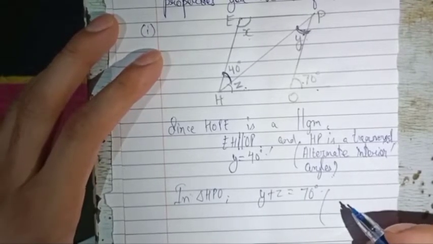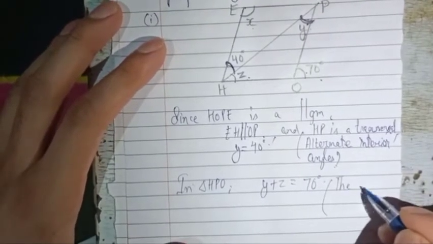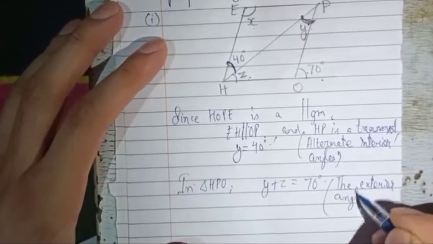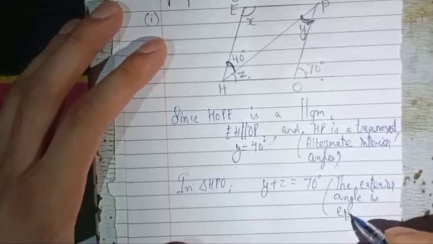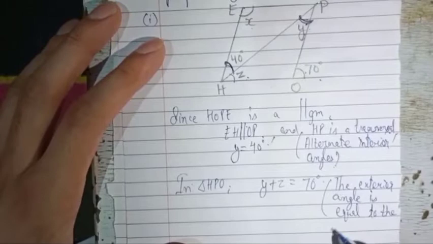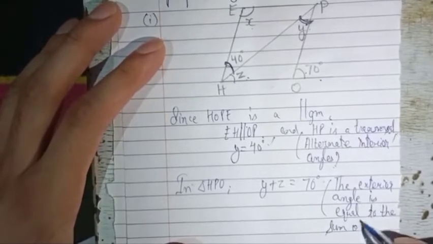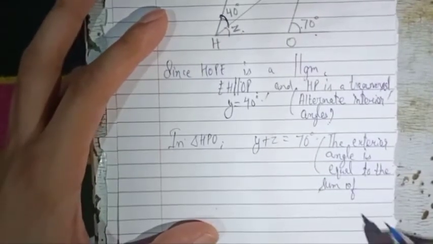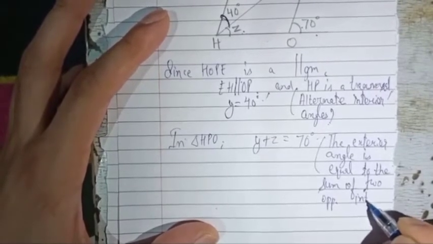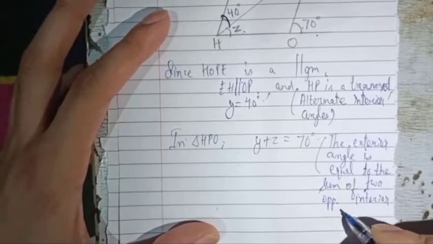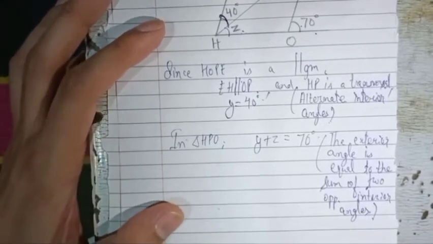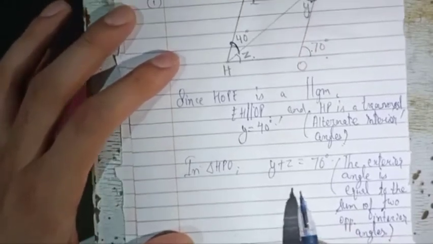the property, that is the exterior angle is equal to the sum of two opposite interior angles. Okay, exterior angle is equal to the sum of two opposite interior angles. So Y plus Z equal to 70 degree.